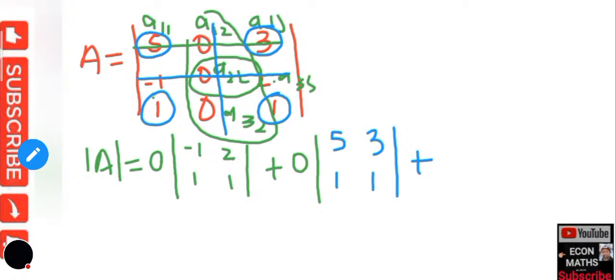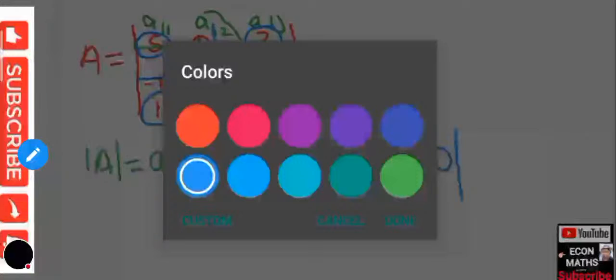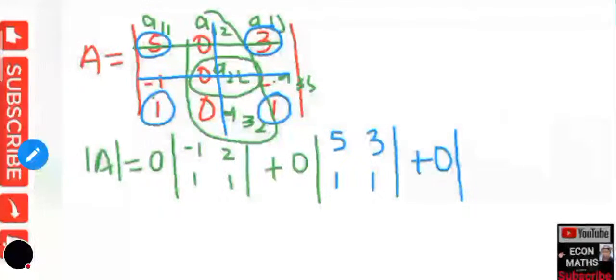Plus we take the third element along the column, that is a32. Our a32 is also 0. So again we delete the row and the column in which the third element appears, and take the determinant of the remaining elements.